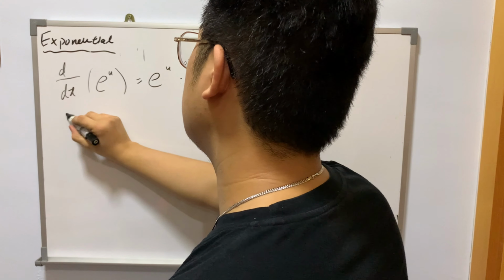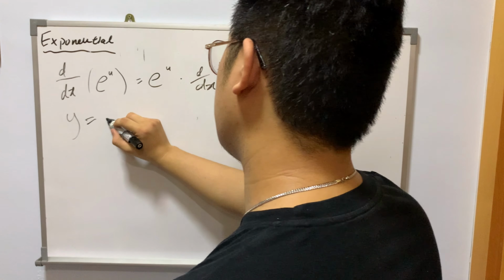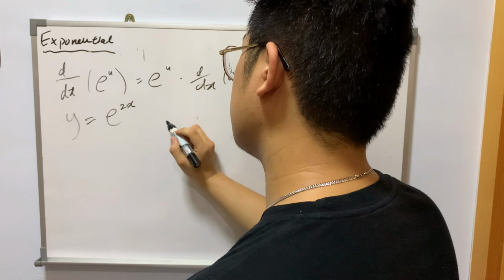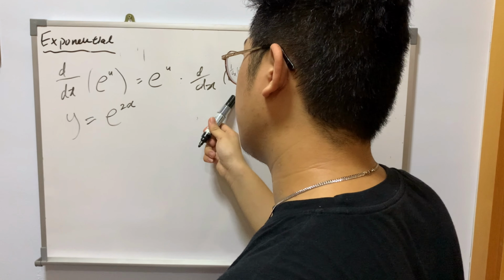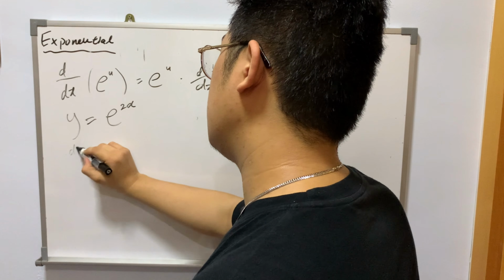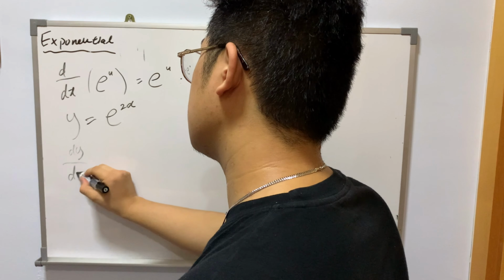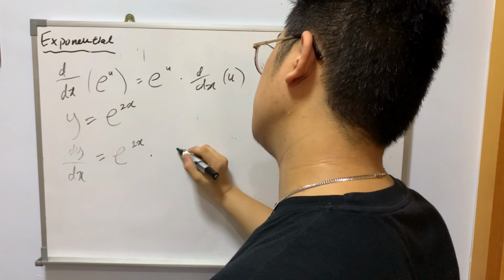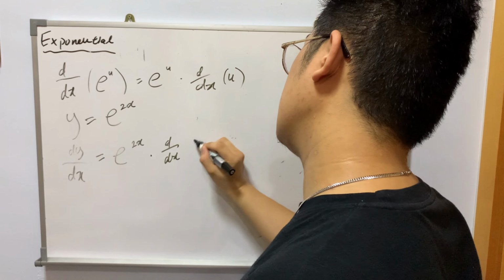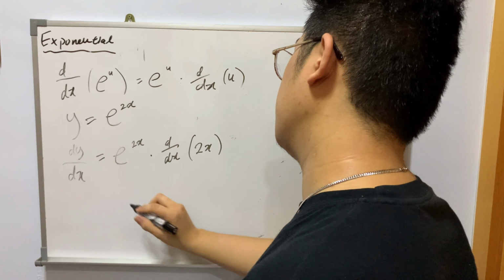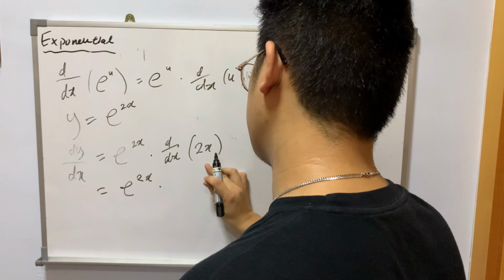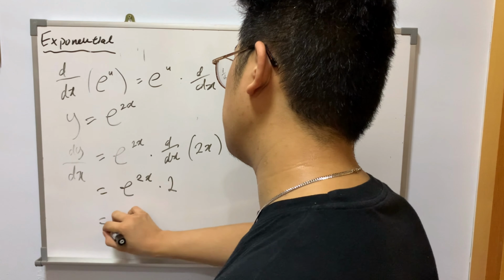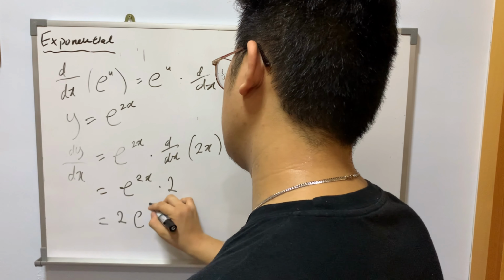So let us look at this equation that we have, which is y equals e to the power of 2x. If we apply this formula, then dy over dx equals e to the power of 2x times d over dx, and we differentiate what is in the power. After differentiation of this, it will become 2. So we need to rewrite this, which becomes 2 e to the power of 2x.